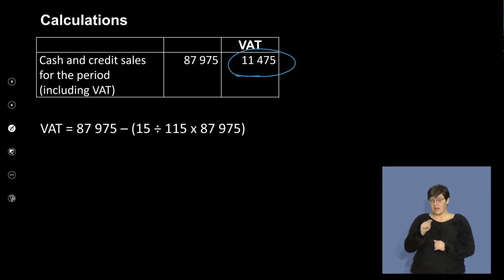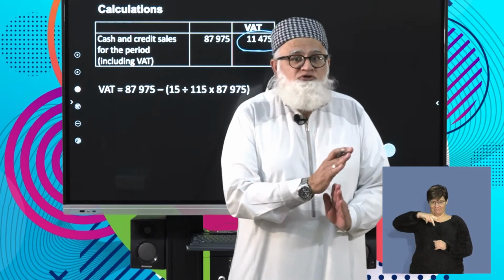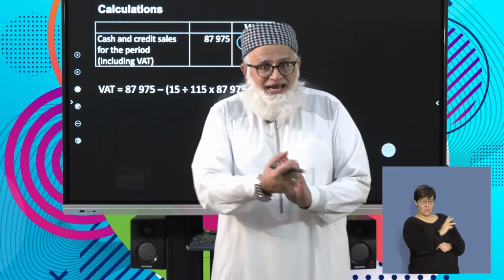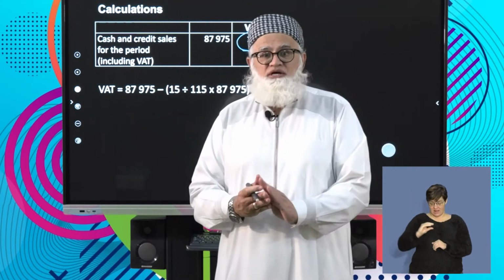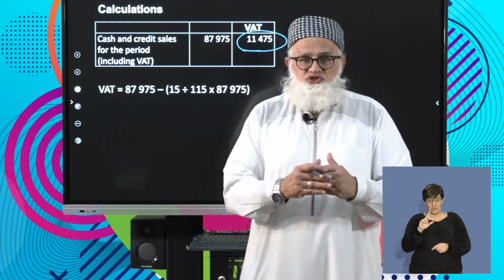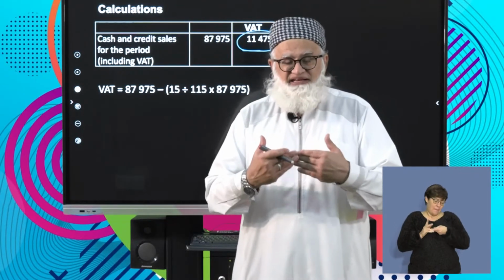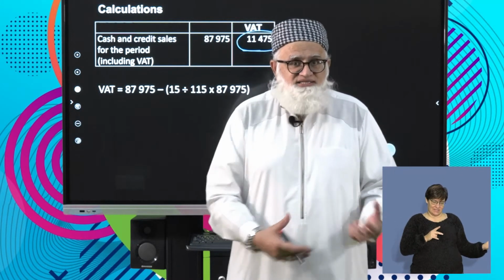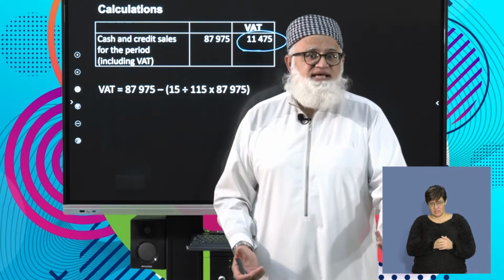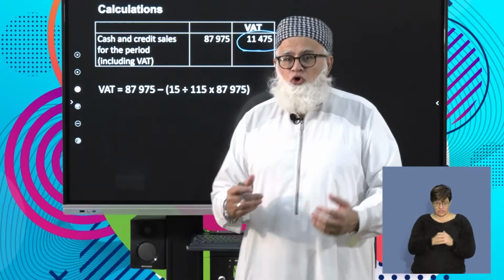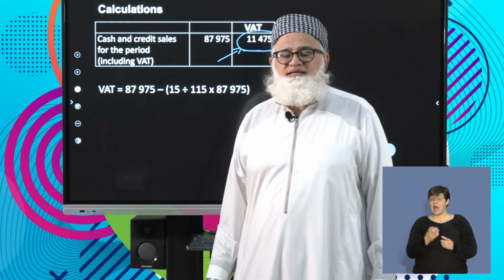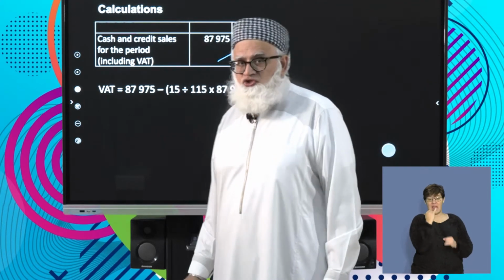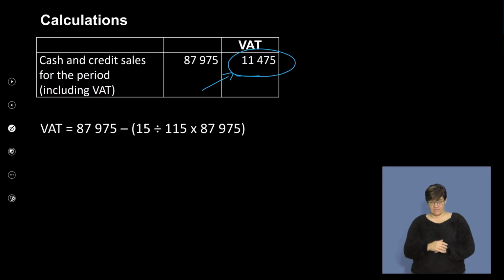That VAT clearly is your output VAT. Why? You have collected VAT from your cash and your credit sales, and that's the amount that you need to pay over to SARS, because, like we said, you're a VAT vendor, you're acting on behalf of SARS. You've charged the customers on their sales, you've worked out the VAT amount, you owe SARS an amount of 11,475. I repeat that, the amount that you owe to SARS is 11,475. Okay, next one.